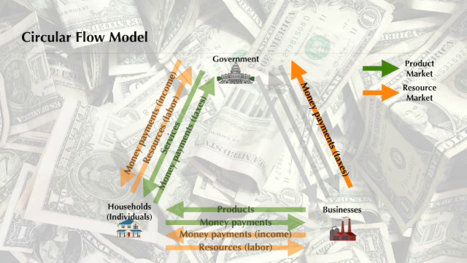Businesses use the payments from households and the government to purchase additional resources from households. The money flow continues as businesses and households make payments to the government. The government uses the payments to provide goods and services to businesses and households. These payments take the form of taxes.